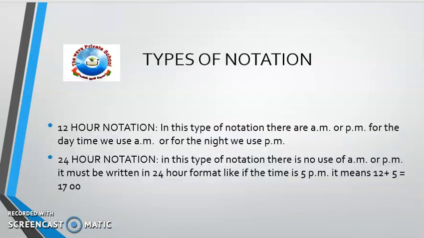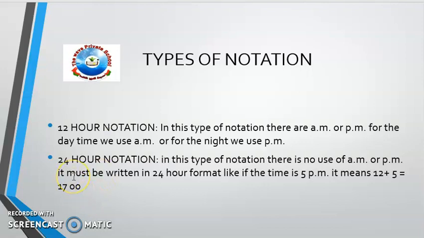Now I am going to tell you about types of notation. This is for your information. We have two types of notation: 12-hour notation and 24-hour notation. In 12-hour notation there are AM or PM. For the daytime we use AM, and for the night we use PM. As I told you in my lectures, we have two types of clock. First we have analog, and second we have digital. For analog clock we have 12 hours, but for digital we have 24 hours. In analog clock we see the daytime by using AM, and afternoon or nighttime by PM.